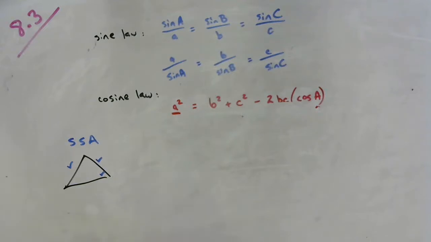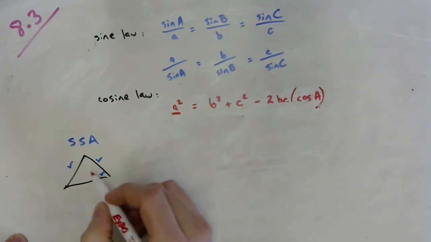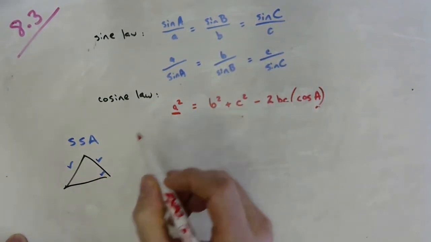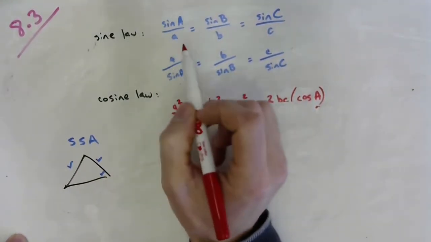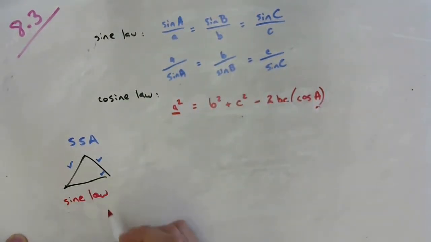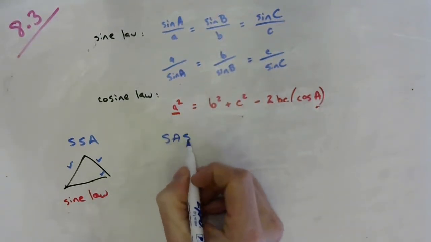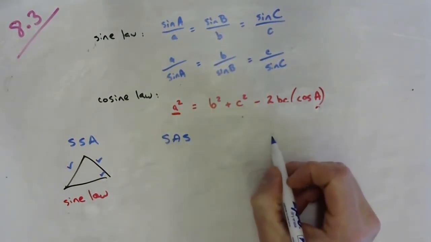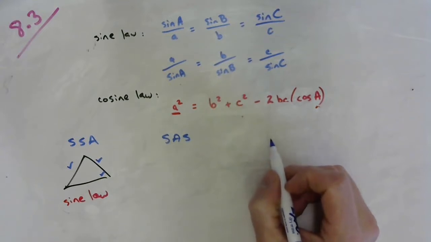Sine law or cosine law? No, you cannot use cosine law. You can use sine law because you have opposite information. That means you have one complete ratio, which means sine law is going to be the easiest one to use. So what do we write in the boxes? What strategy would you use?